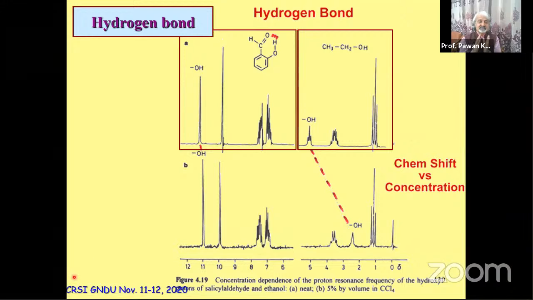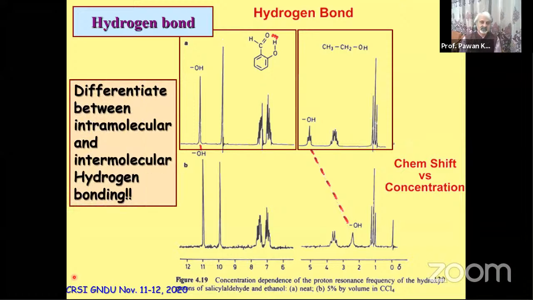So if I record the NMR spectrum of a compound suspected to be involved in hydrogen bonding as neat or as a very highly concentrated solution, and then as a dilute solution, and if the position of the hydroxy group, the position of the alcoholic hydrogen, changes in the two NMR spectra, then it is a case of intermolecular hydrogen bonding. If it doesn't change, then it is a case of intramolecular hydrogen bonding.